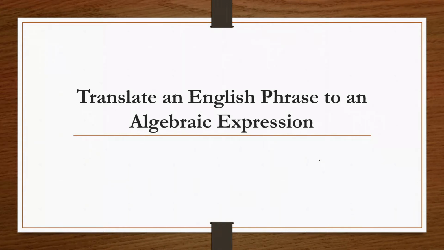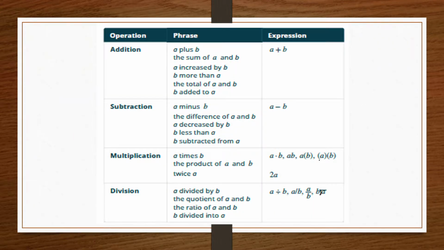Now let's wrap up with our last topic here, translating English phrases to an algebraic expression. So here's my chart outlining a couple of different things. We've got the four operations that we mentioned earlier: addition, subtraction, multiplication, and division. And then on the right side we see the actual expressions outlined as we saw before. What's different here are the key phrases that should signify to you what particular operation we're trying to perform.